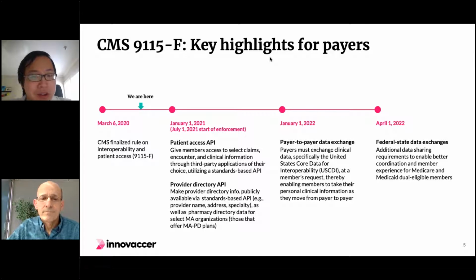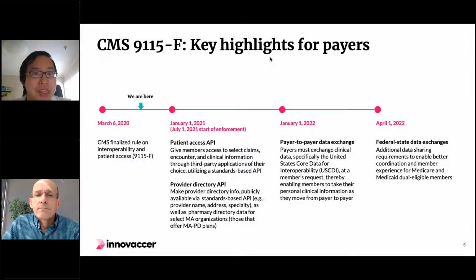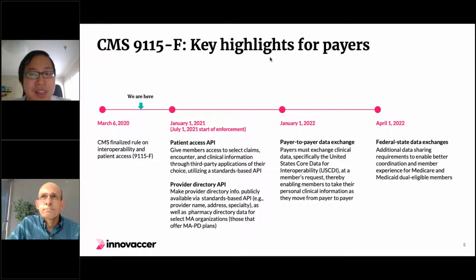One is on the payer-to-payer side, helping facilitate member transitions from different health plans so that the United States Core Data for Interoperability, the clinical data in that particular set, can be moved from plan to plan. The federal state data exchanges focus on a slightly different element, oriented around improving the experience for Medicare and Medicaid dual eligible members and enabling additional data sharing in that particular space for better care coordination.